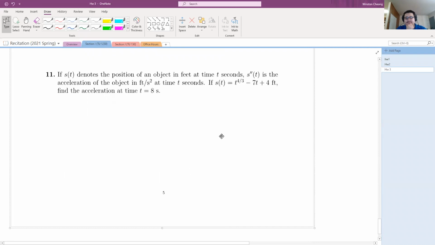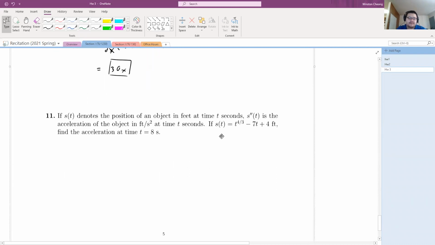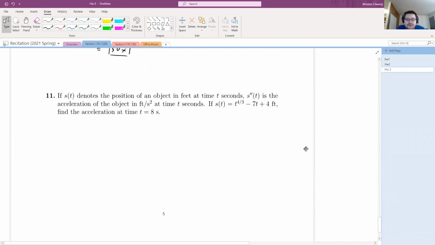And then here's the very last problem for today, unless you guys want to throw me extra problems. The position, the second derivative is acceleration, find the acceleration at 8. So the problem is actually asking us to find s double prime evaluated at 8. That's what we're going to need to do, but we'll start by taking 2 derivatives.